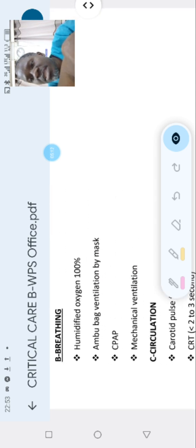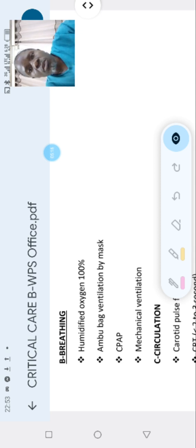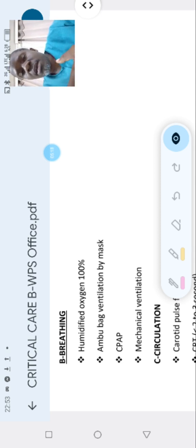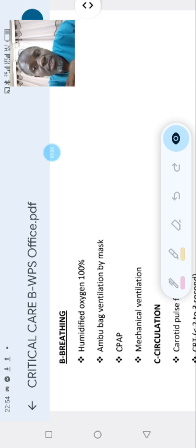So when you look at B, B represents breathing. As you are there as a nurse, you'll be able to assess. When you look at the chest, obviously you'll be able to see the chest movement. Is the chest movement equal? Meaning you compare the right and left side. Is the rise and fall of the chest equal? So that's during your assessment.